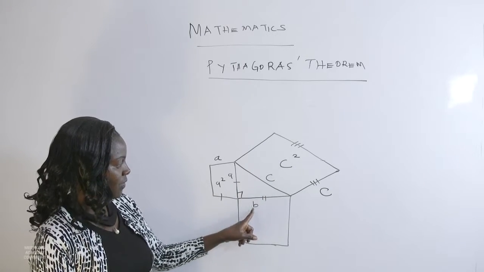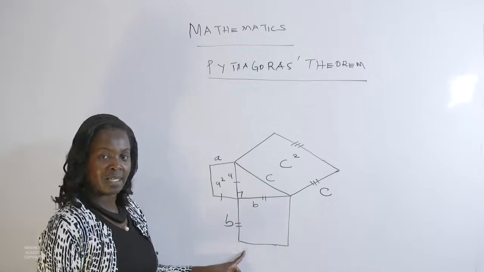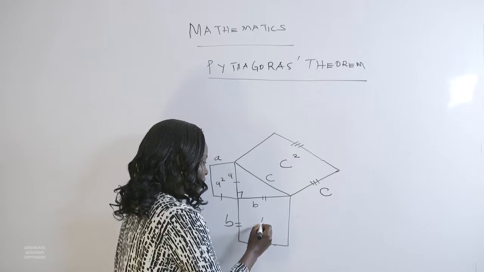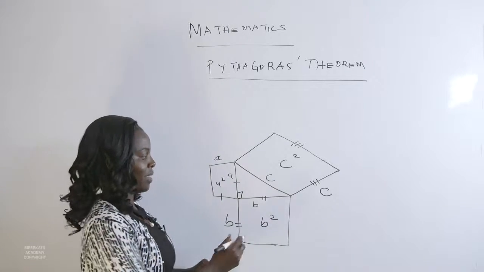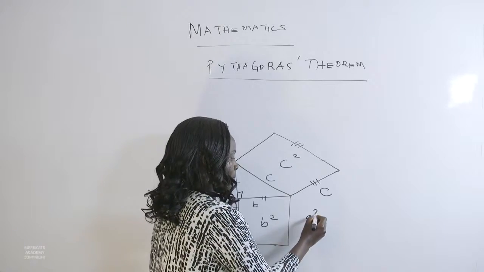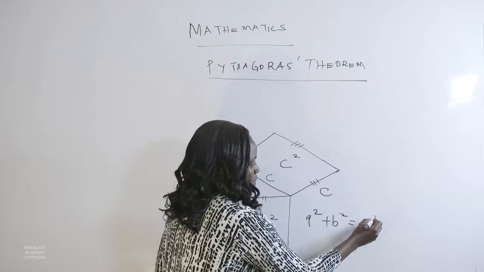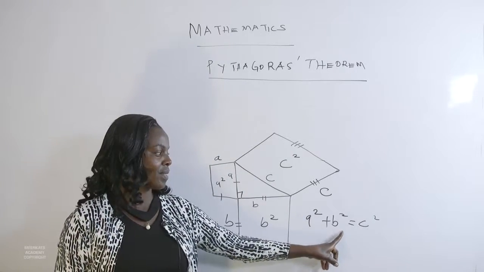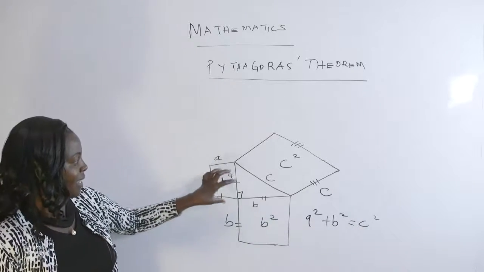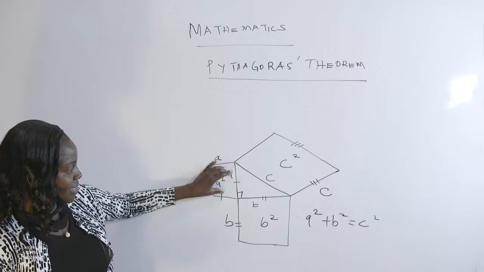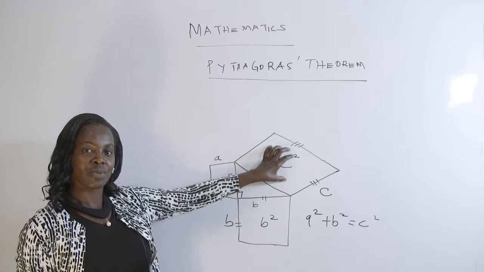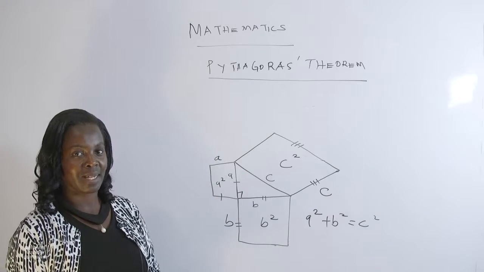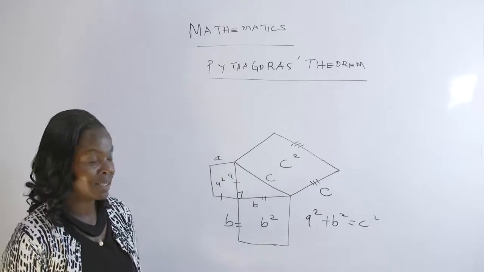And if this is B, then this measurement here is also B. That means the area of this square is B squared. So then Pythagoras theorem states that A squared plus B squared is equal to C squared. In other words, this area plus this area will be equal to this area. How can we prove this theory, the Pythagoras theorem?